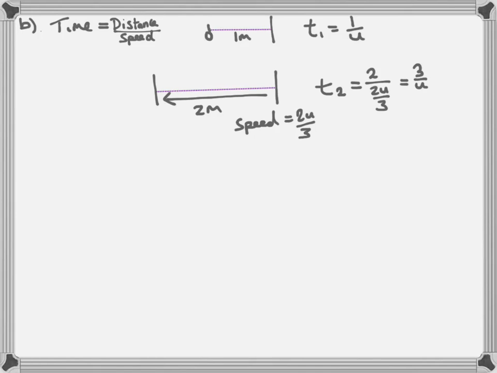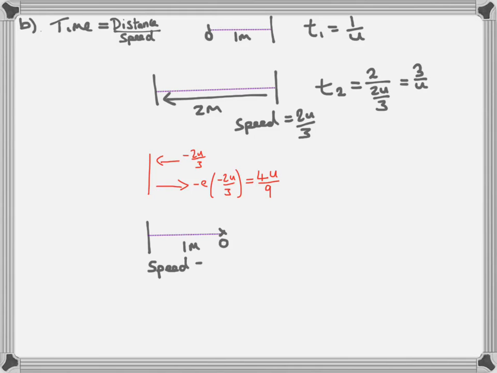I've now got to consider this collision with the wall, so I've just flipped back to velocities for a minute and just said minus 2u over 3, and so after the collision with the wall, using the idea of minus e times the speed of approach, so to speak, hopefully you should see that I end up with a speed of 4u over 9, or indeed a velocity of 4u over 9, as it's now moving in the positive direction, and it has to move 1 metre at a speed of 4u over 9, which gives me that t3 would be 1 over 4u over 9, which of course is 9 over 4u.